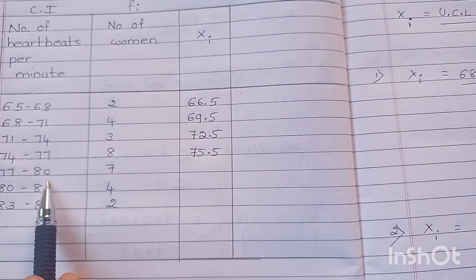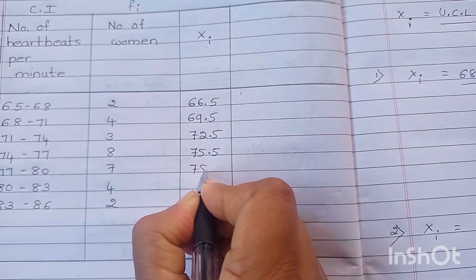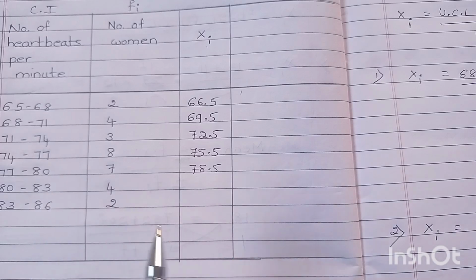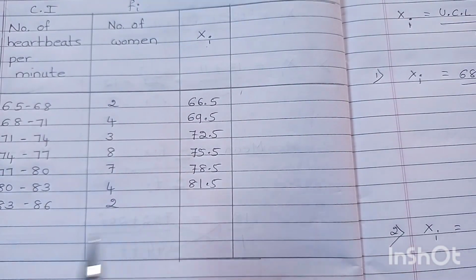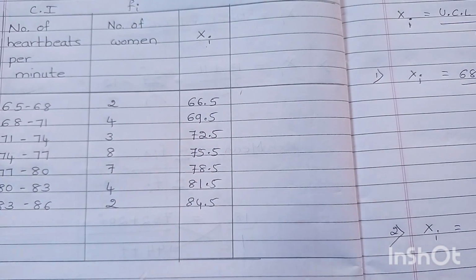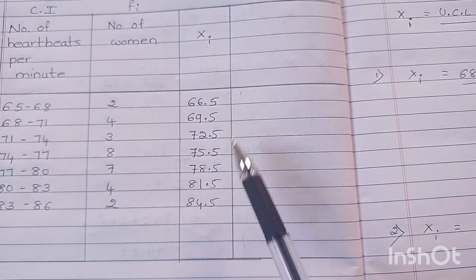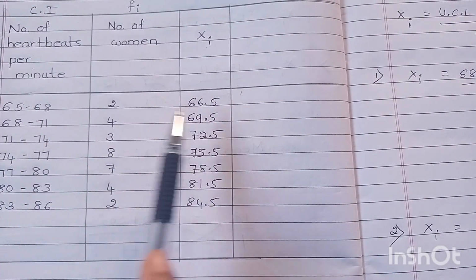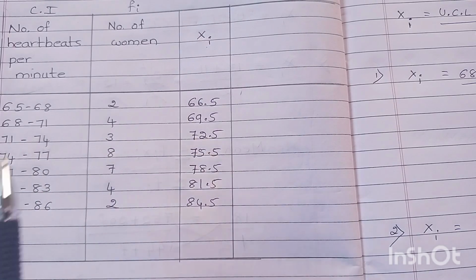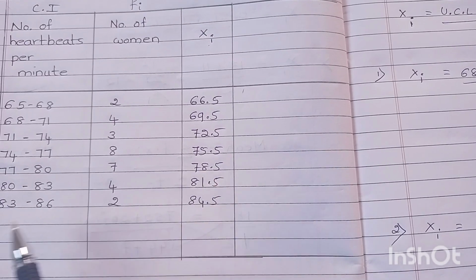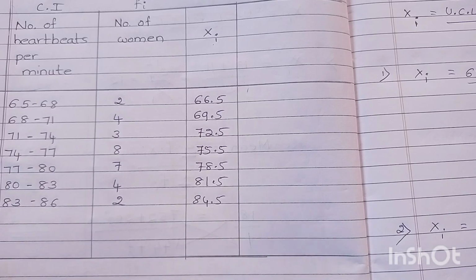Then 77 and 80 is 78.5. 80 and 83 is 81.5. 83 and 86 is 84.5. Here you can write directly. 65, afterwards the next number 66.5. 68, afterwards 69.5. 71 is there, here 72.5. 74, 75.5. 77, 78.5. 80 is there, 81.5. Then 83 is there, 84.5. You can write directly.